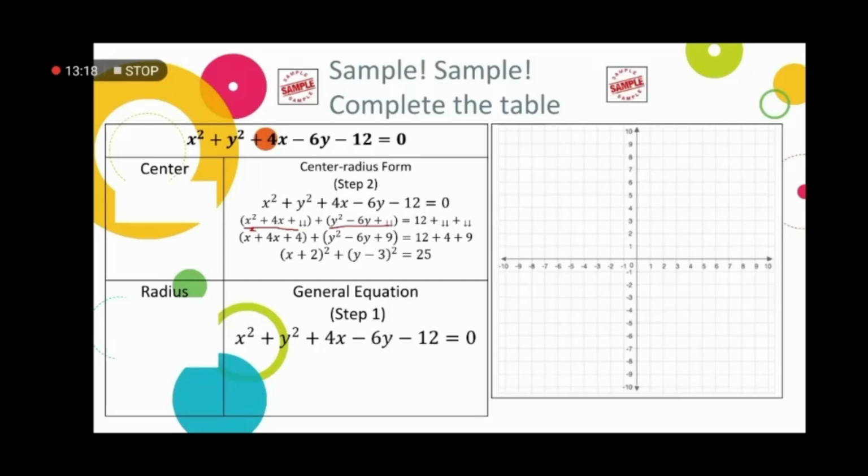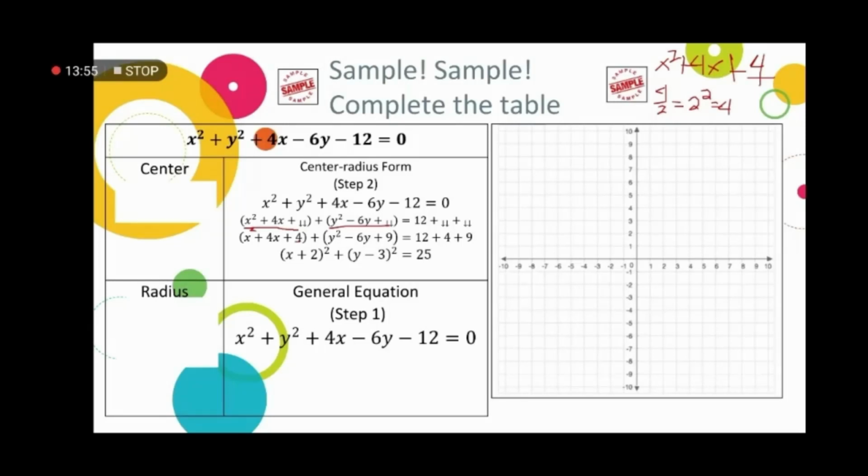So, the technique will be, for example, I have this x squared plus 4x plus blank. Our technique here, the second term, which is 4x, or 4, we will divide it by 2. We will have an answer of 2. Then, we will get the square. So, 2 squared is equal to 4. That is why, in completing the square, we have 4 here.